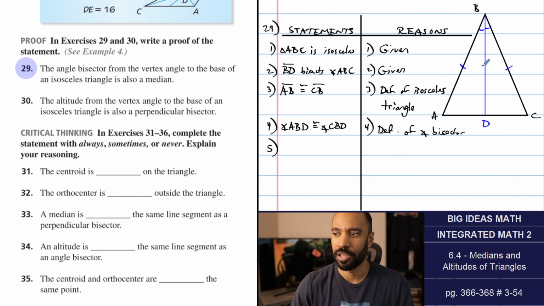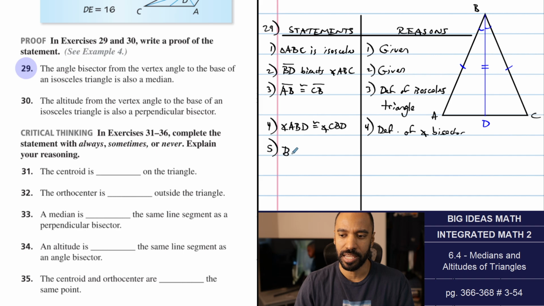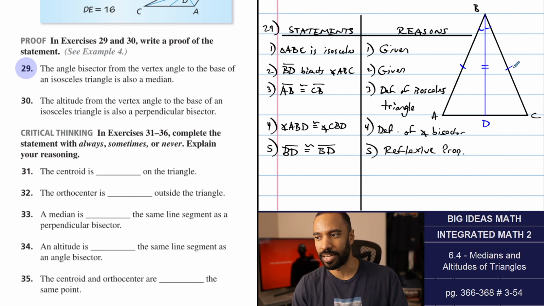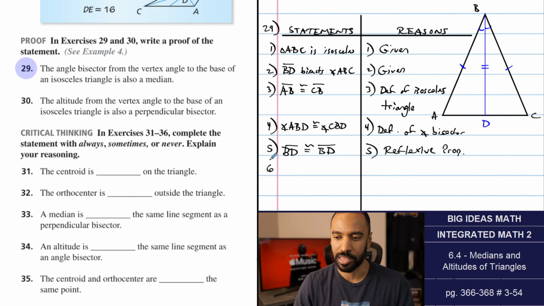So my thing here is making segment BD congruent to itself. BD is congruent to itself by the reflexive property. It's a shared side in both triangles here. Reflexive property of congruence. I'm just going to write reflexive prop. And now I have a side angle side case. Side angle side to state that these two triangles are congruent to each other. Triangle ABD is congruent to triangle CBD.